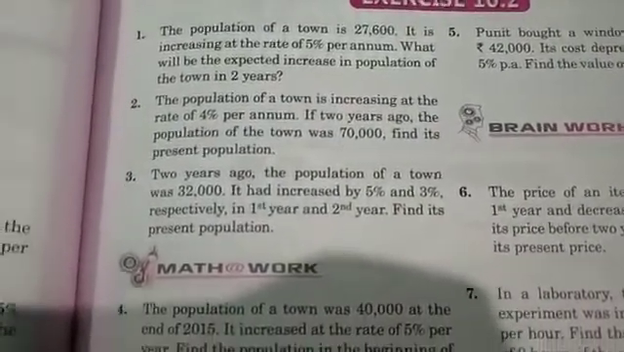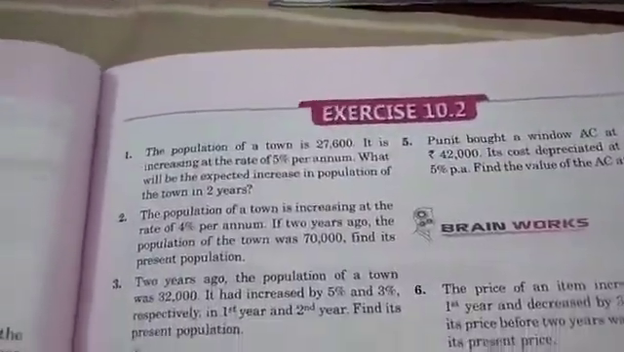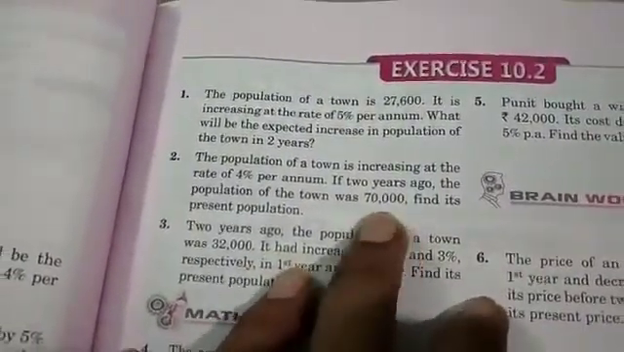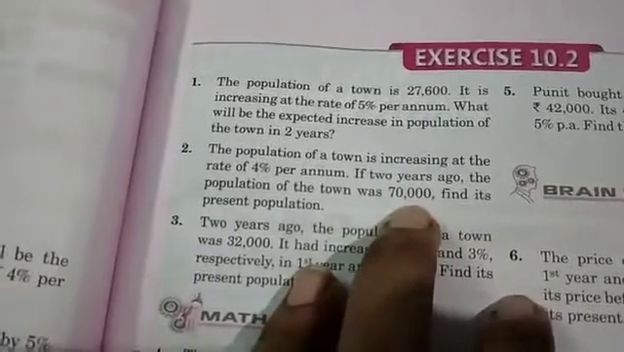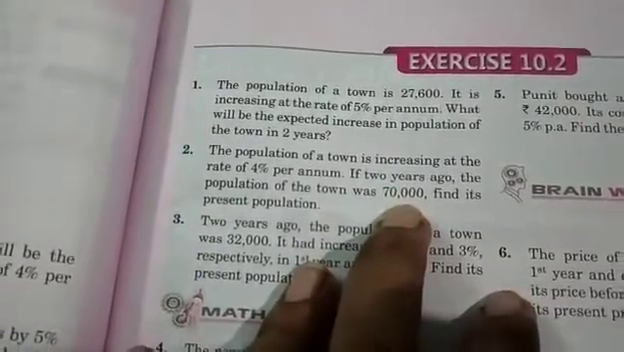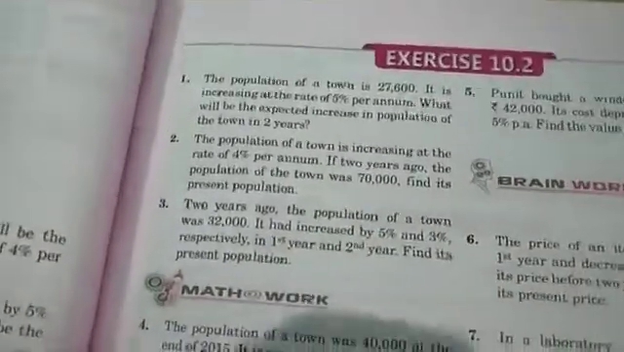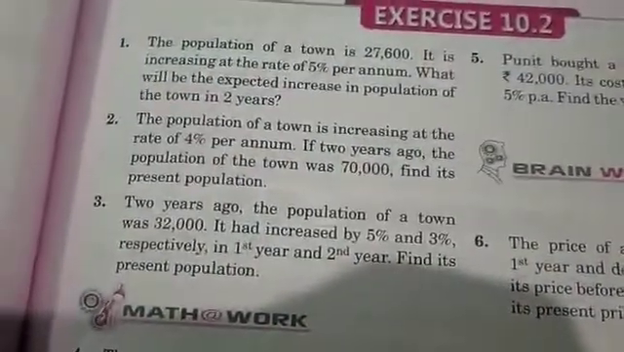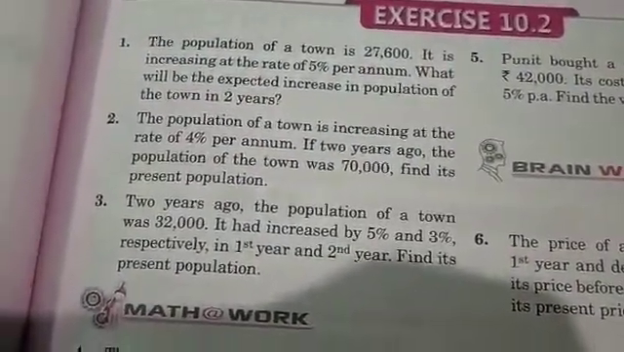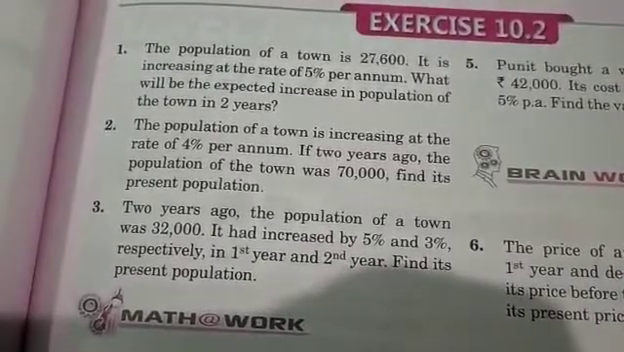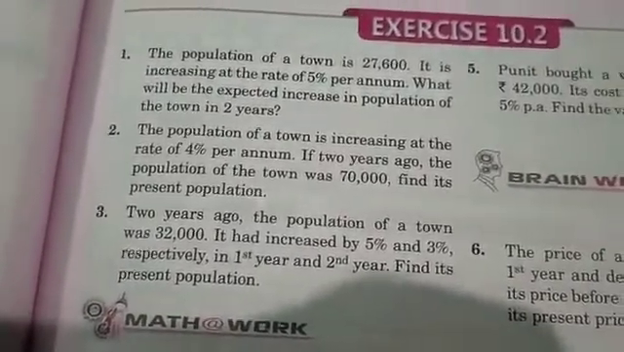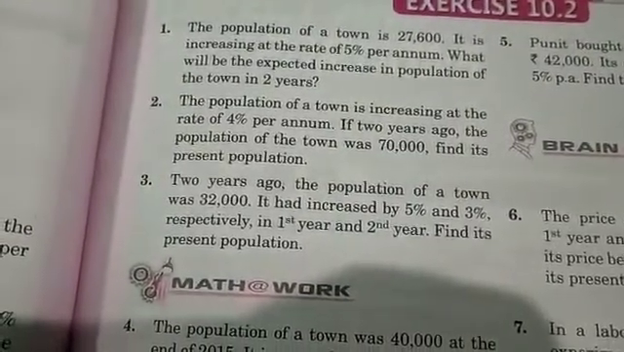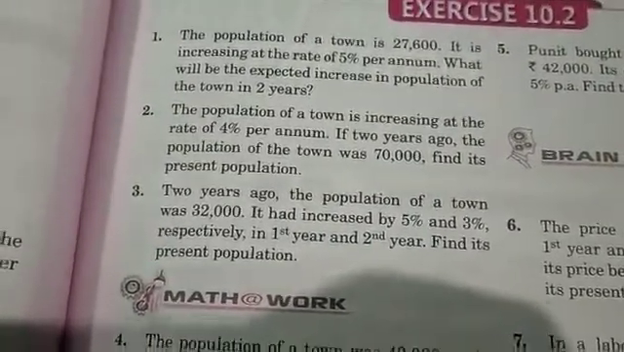Here we have to find the present value, and 2 years ago the population of the town was 70,000. Yes, we will be using the same formula, A equals P into (1 plus R by 100) power n.